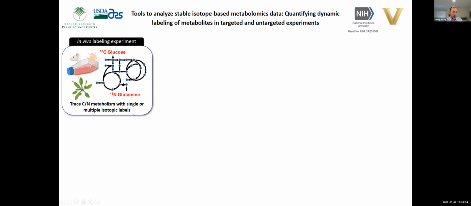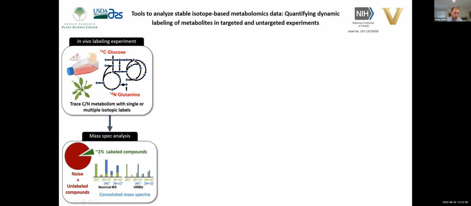These can be carbon or nitrogen labeled metabolites. And they can be either singly or multiply labeled, depending on how we design the experiment. We would like to be able to collect samples from those experiments and perform mass spec analysis, either low-res or high-res mass spec data.